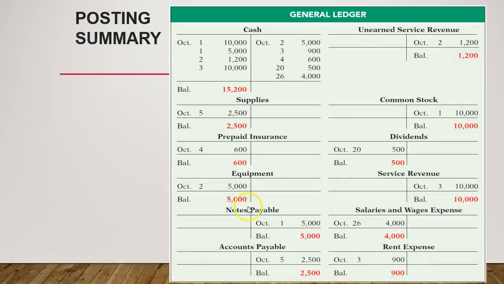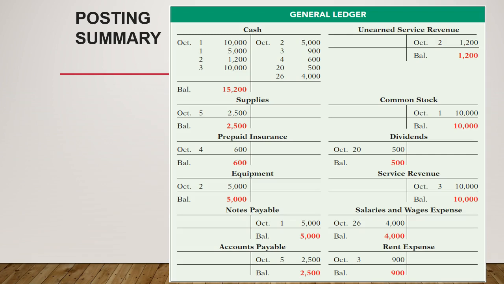If I go back and look at my cash ledger account again, this is showing all of my cash transactions. It shows the amounts on the debit side, the amounts on the credit side, and then it shows the ending balance of my cash account. And these are all the other accounts as well. It is showing you all the transactions of the journal posted to those ledger accounts. It shows the actual dates of those transactions, and in red, it is showing you the actual balance for each of those ledger accounts.